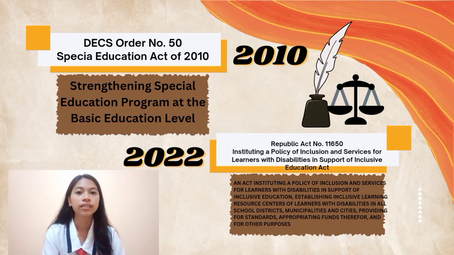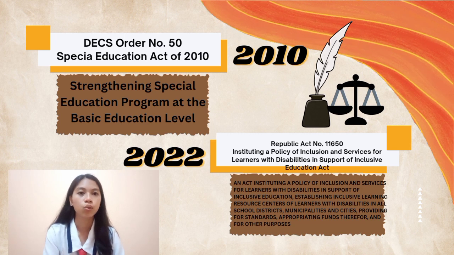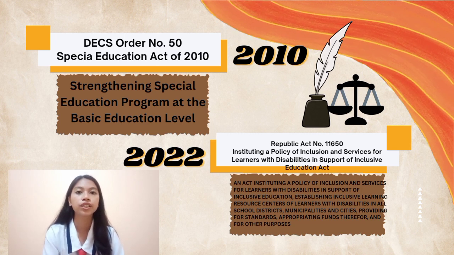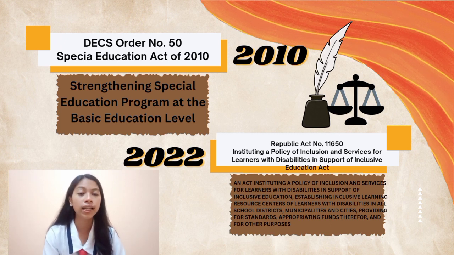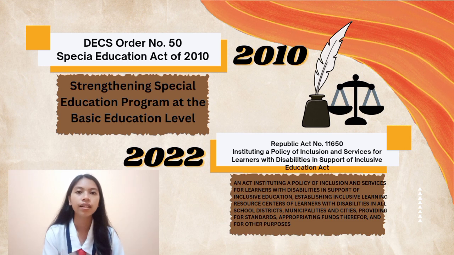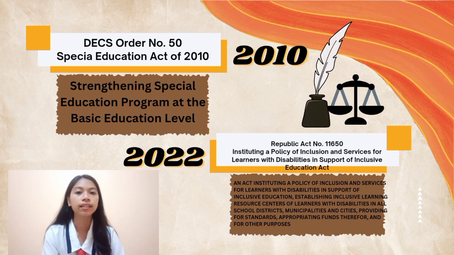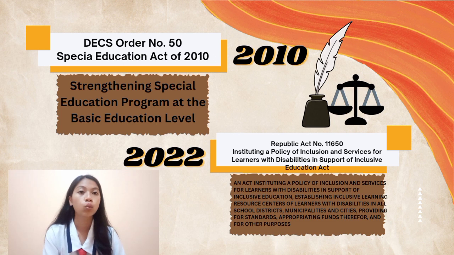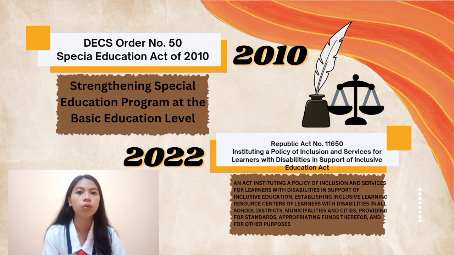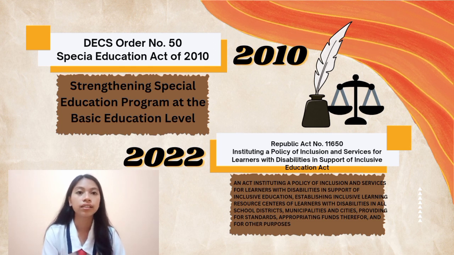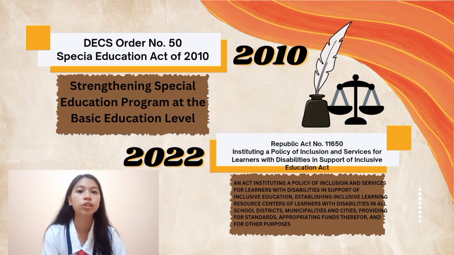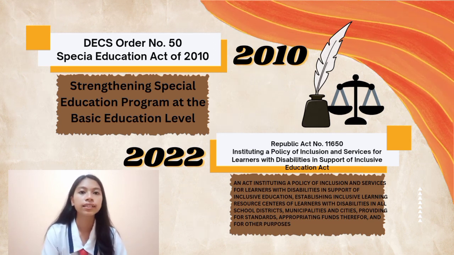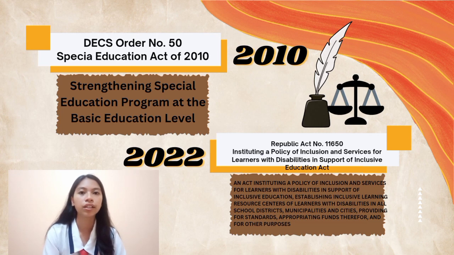So this law states that all public schools nationwide are required to identify learners with special needs and provide these learners with free basic and quality education. It also mandates that all cities and municipalities have at least one Inclusive Learning Resource Center or ILRC. An ILRC is a physical or virtual center that provides teaching and learning support through appropriate, accessible, and gender-sensitive materials.